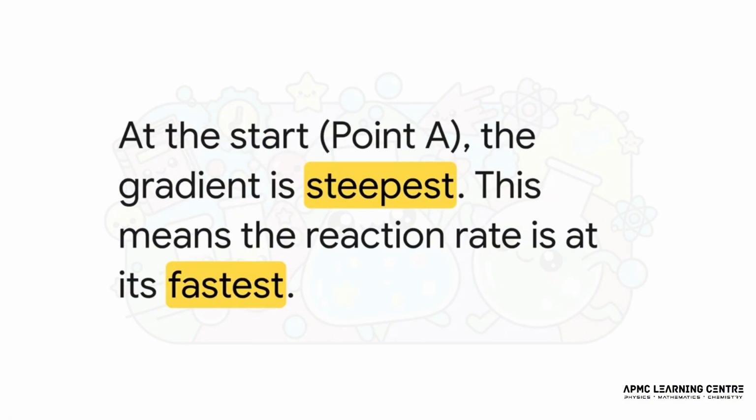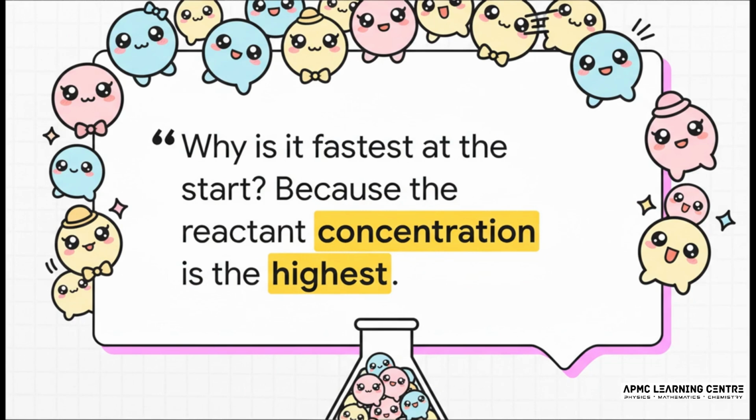Let's look at our graph. Right at the very beginning, at point A, look at how steep that curve is. It's practically a nosedive. That tells us, without a doubt, that the reaction is going at its absolute fastest right at the start. So, why? Why is it faster then? Well, it's all about concentration.